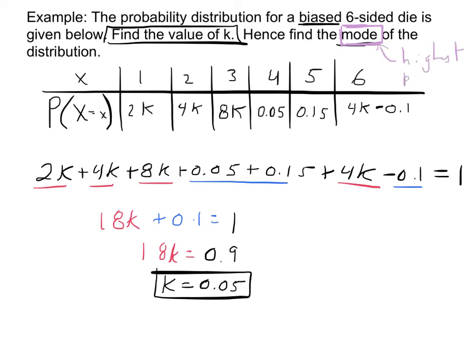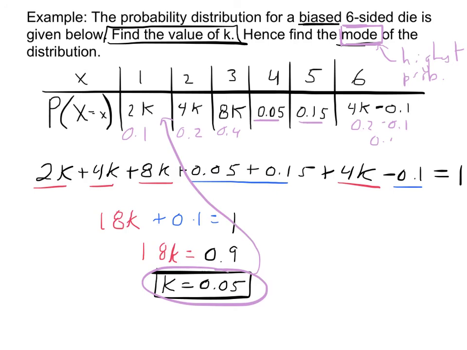The highest probability. So if I take my value of k and plug it back in, this is 0.1, this is 0.2, 0.4, that one's already 0.25, that one's already 0.15. This one over here is 0.2 minus 0.1, which is 0.1. By the way, I'm getting all of those just by plugging this k value in up here. If you look at all these different probabilities, the one that is largest is 0.4. So what is the mode of the data? The mode of my probability distribution is 3, because that was the thing that had the highest probability.